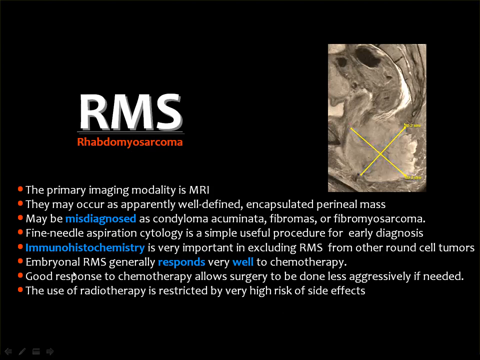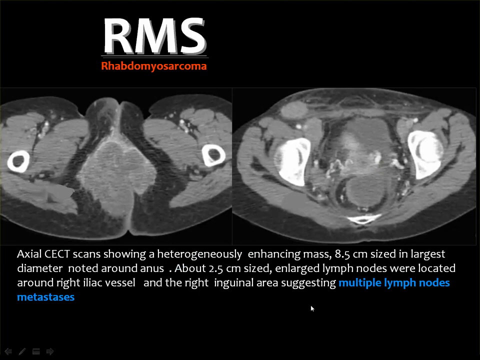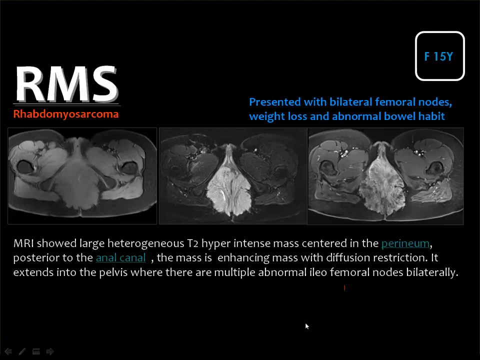This embryonal rhabdomyosarcoma responds well to chemotherapy, as you can see in the coming cases. And here is an example of an infiltrating mass in the perianal area, and the mass is associated with multiple lymph node deposits. And you see this one in the inguinal, external iliac, and deep in the pelvis. And you remember that lymph nodes at the time of presentation carry a poor prognosis.